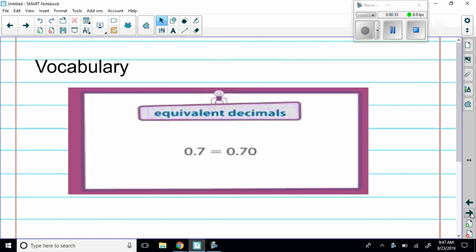We do have a vocabulary word for this topic. The vocabulary word is equivalent decimals. Equivalent is a bigger word for equal. You will notice that 7/10 is also equal to 70 hundredths. They're equal because there is a 0 after the 7 in the second number. The 0 adds no value to the number. It's just holding the place value of hundredths. Please copy the vocabulary word and the example in your notebooks. Push play when you are ready to continue.